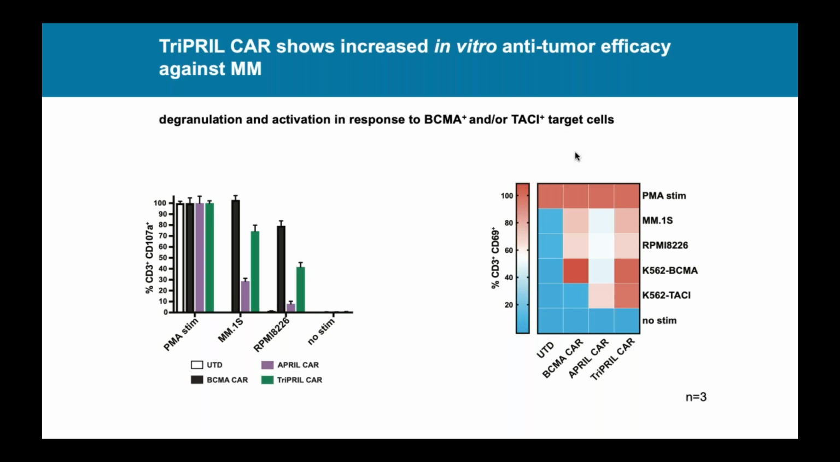So CD69 expression was highly upregulated on BCMA CAR Ts and TRIPRIL CAR Ts after co-culture with their targets, while APRIL again only upregulated CD69 weakly in response to double positive target cells. And interestingly, our TRIPRIL CAR upregulated CD69 strongly in response to target cells expressing either BCMA, TACI, or both.